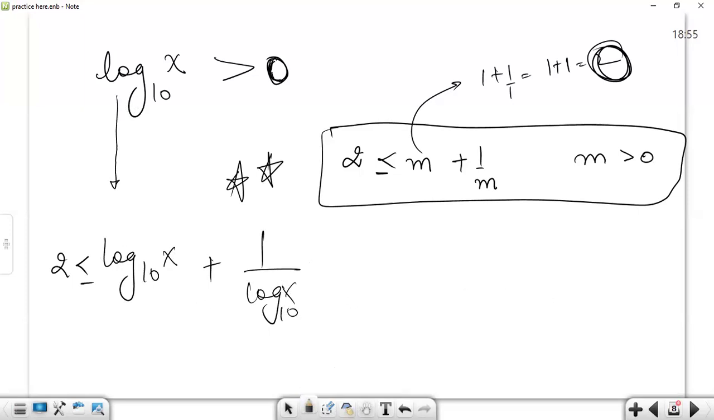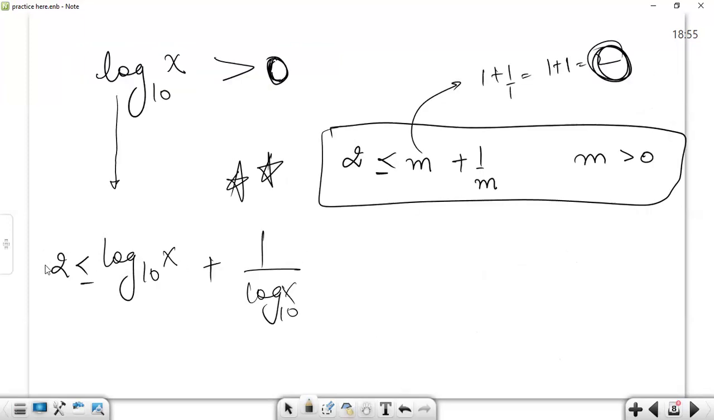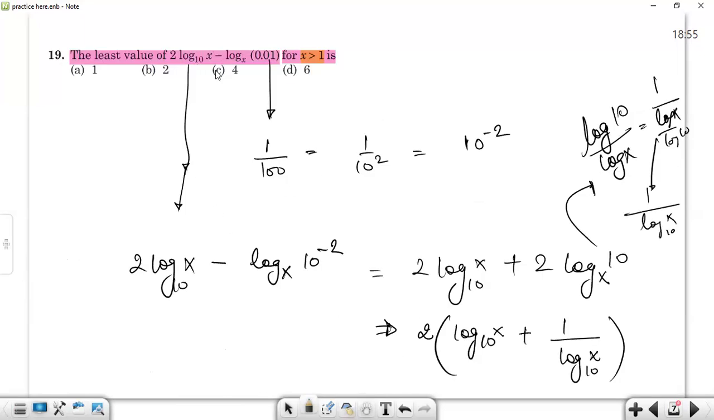Yes. So we have to find out about 2 into this, so let's multiply 2 on both sides. So 4 into 2 into logarithm of x to the base 10 plus 1 by logarithm of x to the base 10. So the expression's least value is 4. So we have to find out the same. Understood? Any doubts?